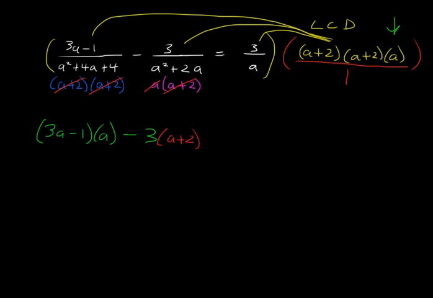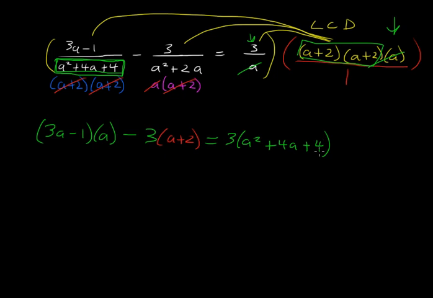And then the last one, we've got 3 over a times all of this. So the a's cancel, and we have 3 times a plus 2 times a plus 2. I'm going to make it easier on ourselves: instead of writing a plus 2 times a plus 2, I'm going to write what that equals, and that is a squared plus 4a plus 4. So I'll have 3 times all of this stuff, which is 3 times a squared plus 4a plus 4.